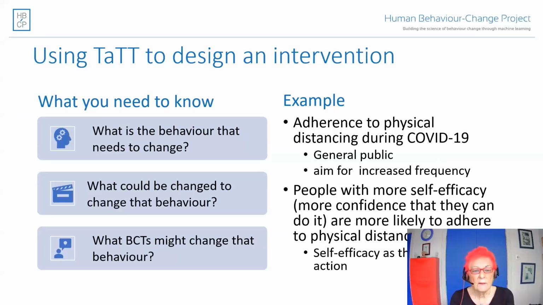In this next slide, I'm going to illustrate how we've used TAT to design an intervention. There were three things that we needed to know. What's the behavior we wanted to change? What could be changed to change that behavior? What might be the mechanism of action? And thirdly, what are the BCTs that might change that behavior? And the example I've chosen is adherence to physical distancing during COVID-19 in a general public population, and where we're aiming for increased frequency. We'd already found that people with more self-efficacy, and more confidence that they can do it, were more likely to adhere to physical distancing. So we chose self-efficacy as the mechanism of action.